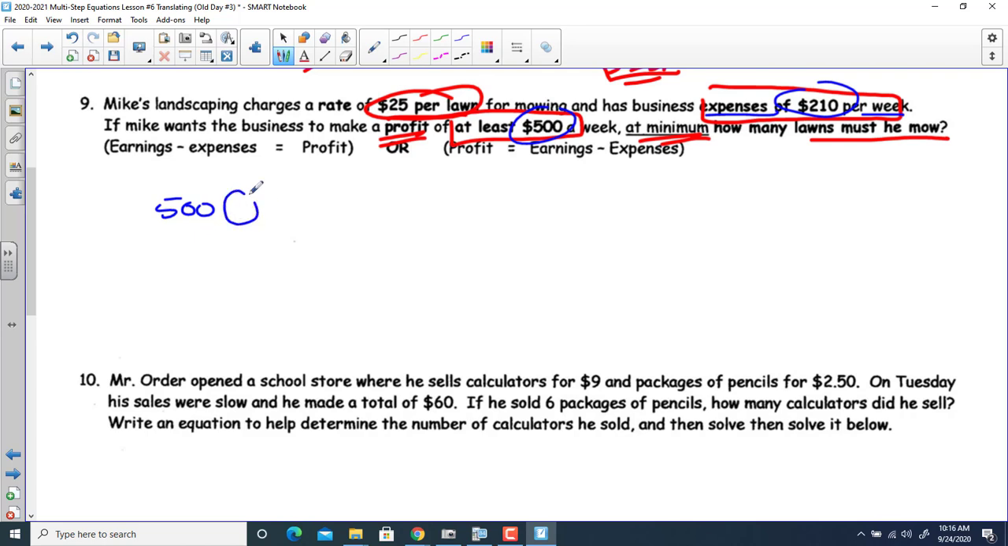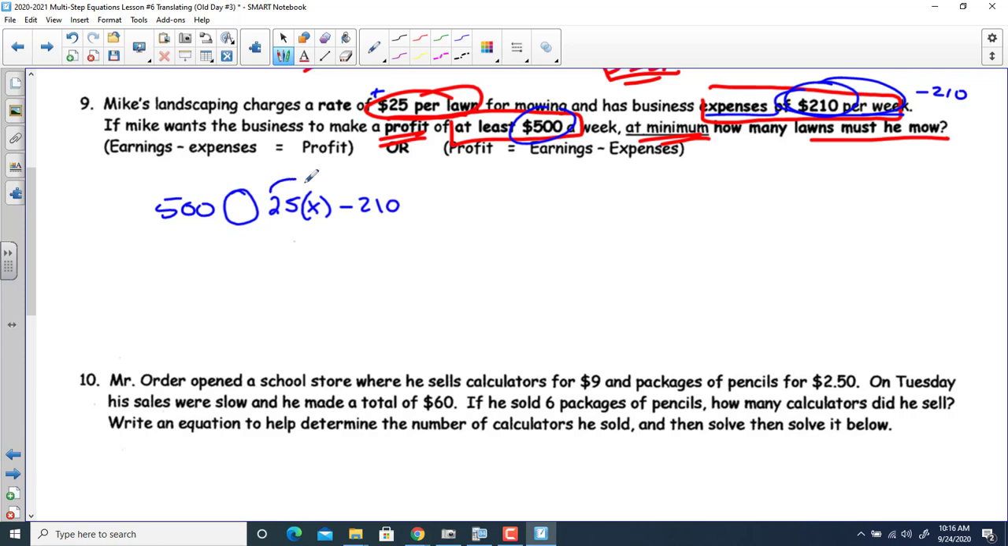And $500 a week is going to have some relationship with, he has to pay $210. Those are expenses, so that's money he loses. And he's getting $25 per lawn. That's money he makes. So it looks as though we're going to have $25, and we don't know how many lawns he has to mow. When you don't know mathematics, typically you call it X, less the $210 he has to pay.